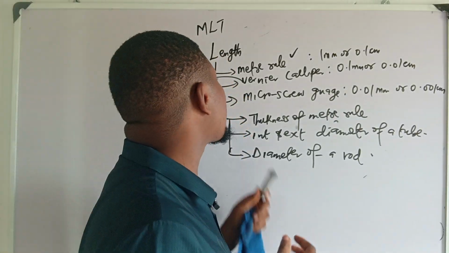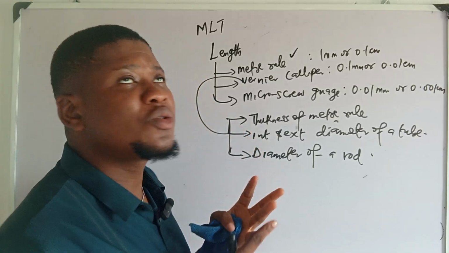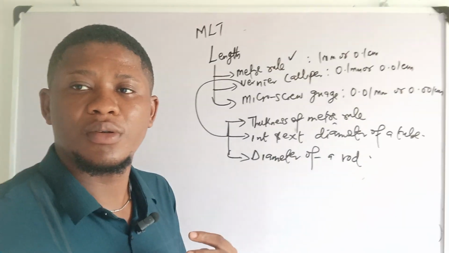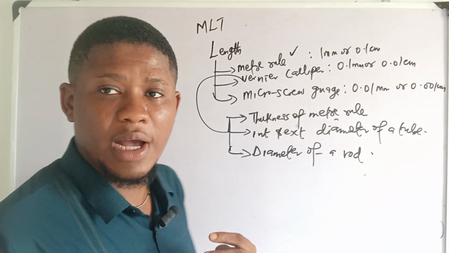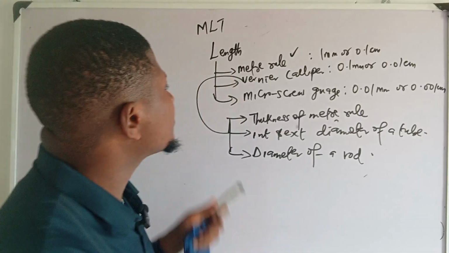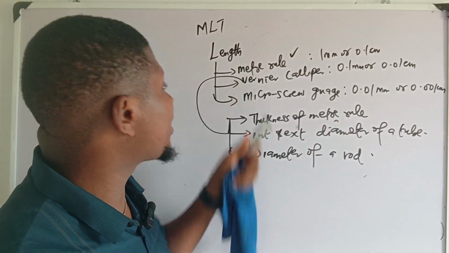Then the next thing you have to know about the vernier caliper is that it has two scales. You have the main scale and what? The vernier scale.